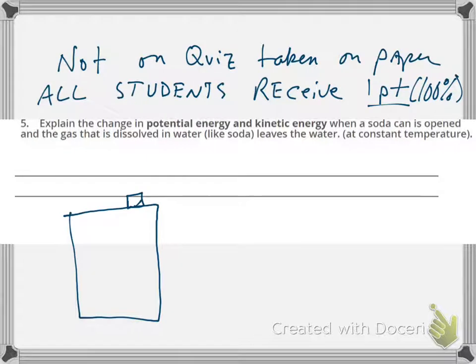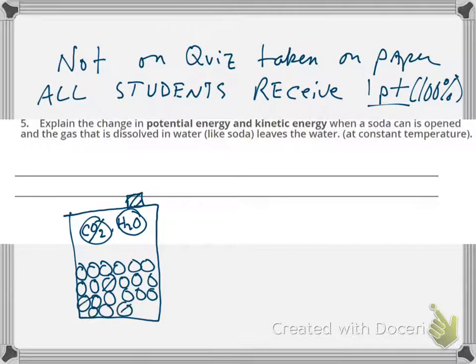The question is about the change in kinetic energy and potential energy when a soda can is open and the gas that is dissolved in water, like soda, leaves the water at constant temperature. So this is our model. We have CO2 and water, and it's going to be a little bit hard to draw. So I'm going to put a slash through the particles that are CO2 and just round if they're H2O. So before the can is open, we see that we have CO2 particles dissolved into the water. And we have water surrounding them.